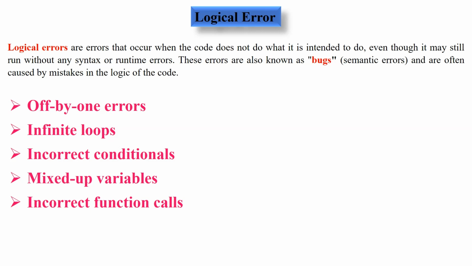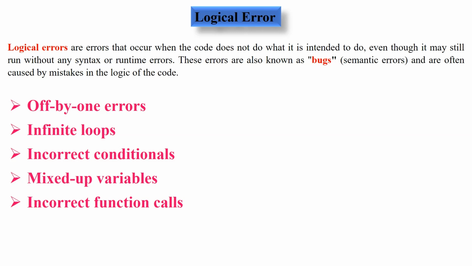Next one is infinite loops. These occur when the code gets stuck in a loop that never ends. This can happen when the loop condition is not properly defined or when the loop does not terminate when it should.